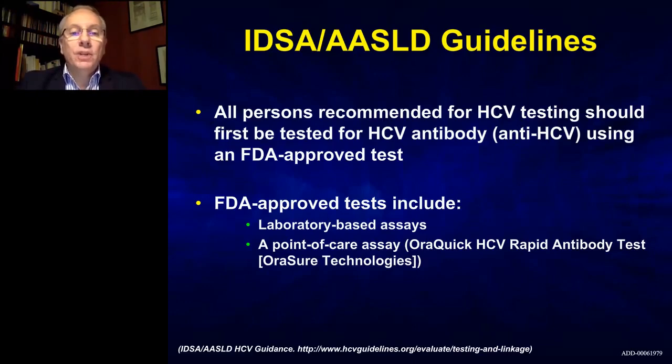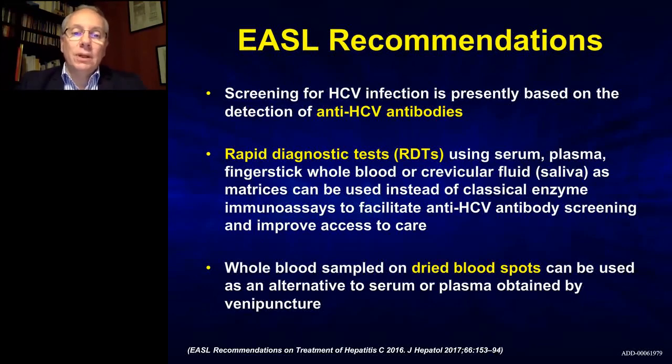Finally, the European Association for the Study of the Liver, EASL, recommended the following, and this is very much in line with the WHO guidelines. Screening for HCV infection is presently based on the detection of anti-HCV antibodies. Rapid diagnostic tests, RDTs, using serum, plasma, fingerstick whole blood, or crevicular fluid, saliva as matrices can be used instead of classical enzyme immunoassays to facilitate anti-HCV antibody screening and improve access to care. And blood sampled on dried blood spots can be used as an alternative to serum or plasma obtained by venipuncture.